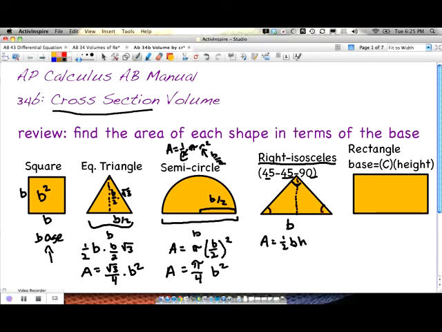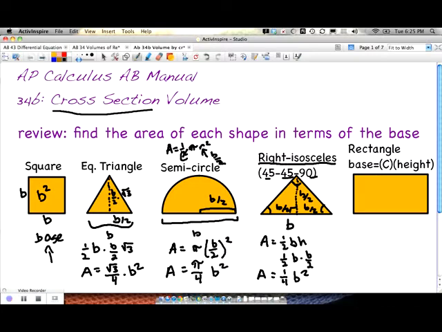So the area equals 1/2 base times the height. But I need to figure out what this height is in terms of the base. Well, if I split it down the middle, that creates two adjacent 45, 45 triangles. And that would make each of these sides b over 2, b over 2, and the height also b over 2. So this would simplify to 1/2 b times b over 2, or even more simply, the area equals 1/4 b squared. So that constant was just 1/4.